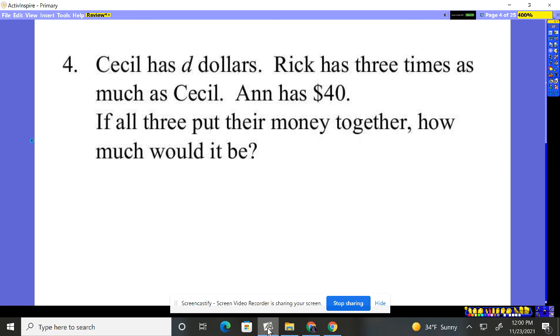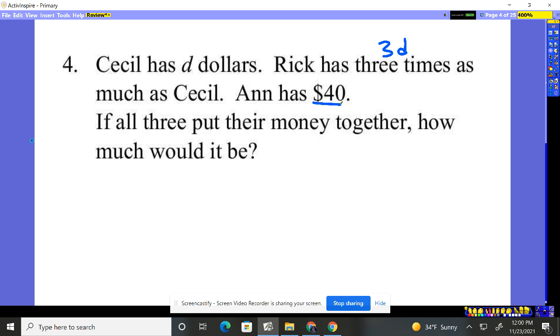Problem 4, Cecil has D dollars. Rick has 3 times as much as Cecil. So Rick has 3 times as much as Cecil, and Cecil has D dollars. Ann has 40. Okay, so we have Cecil with D, Rick with 3D, and Ann with 40.